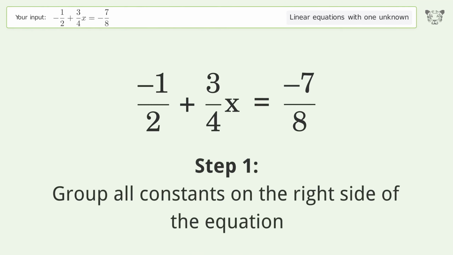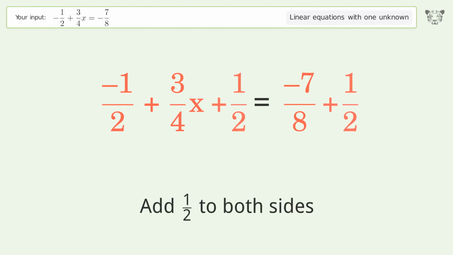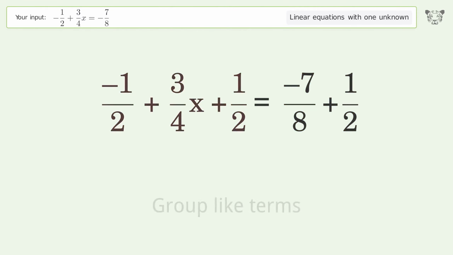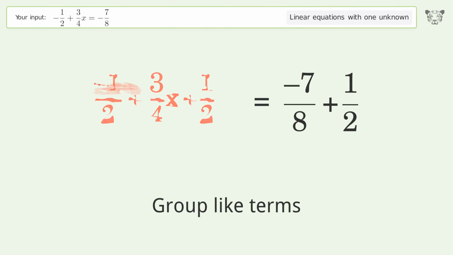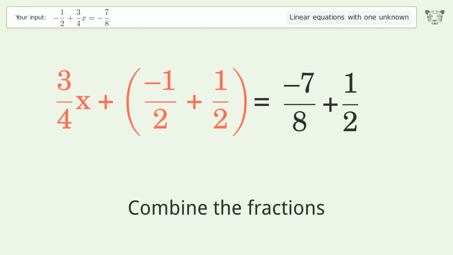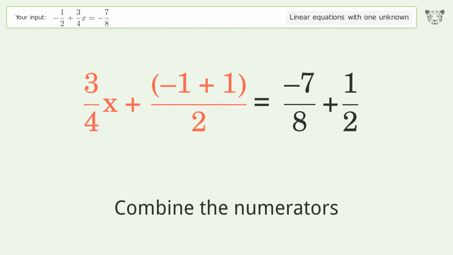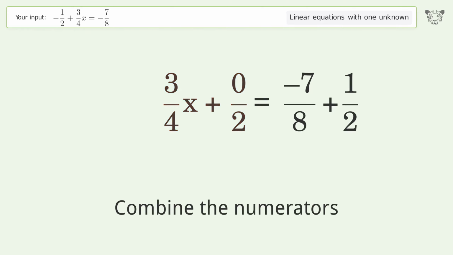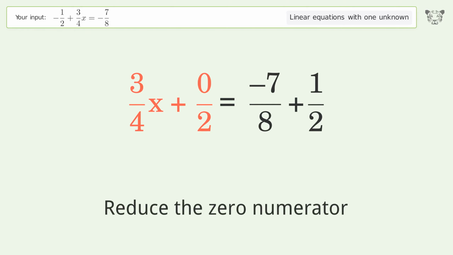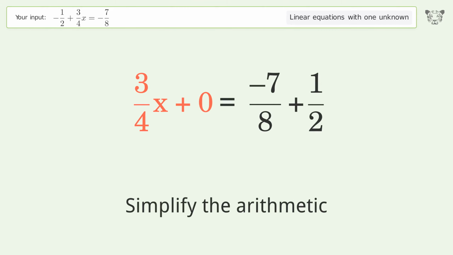Group all constants on the right side of the equation. Add 1/2 to both sides. Group like terms. Combine the fractions. Combine the numerators. Reduce the zero numerator. Simplify the arithmetic.